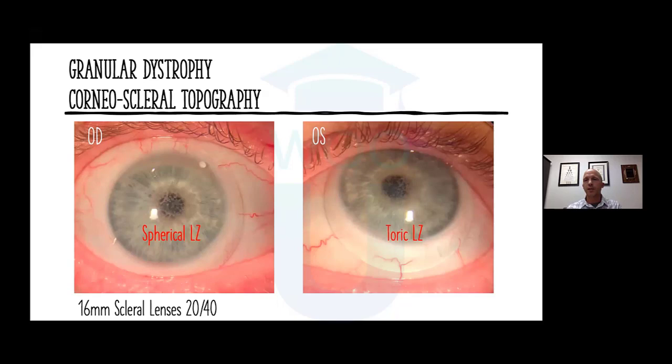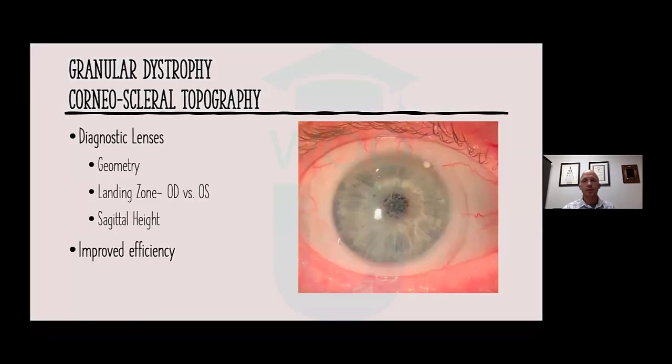For this patient's final fit scleral lenses, we used a spherical design in the right eye, nicely vaulting over the corneal surface. And then in the left eye, we see here, again, nice, even haptic alignment using a toric landing zone. The patient is 20/40 and comfortable and happy with his scleral contact lenses. So we're able to achieve that right away with one fit.